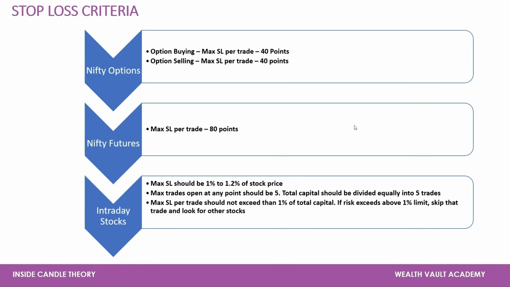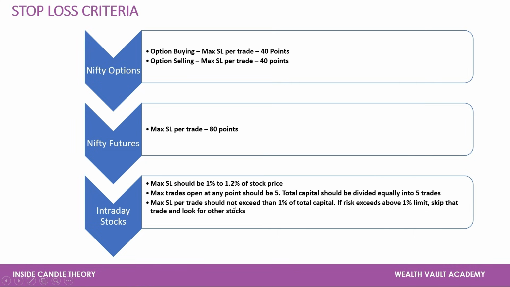Let's see the stop loss criteria. If you are trading Nifty options, then for option buying, maximum SL per trade should be 40 points. The same is applicable for option selling. For Nifty futures, max SL per trade should be 80 points. And for intraday stocks, max SL should be 1% to 1.2% of the stock price.